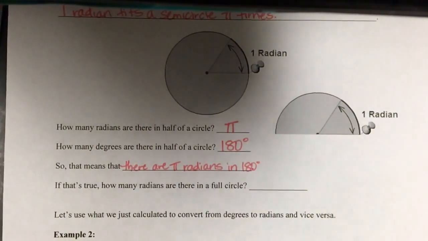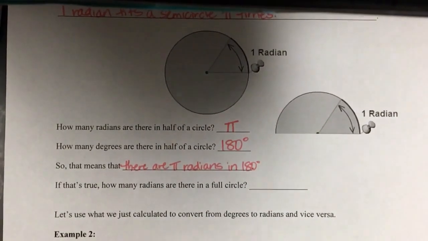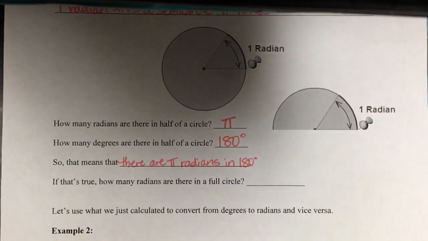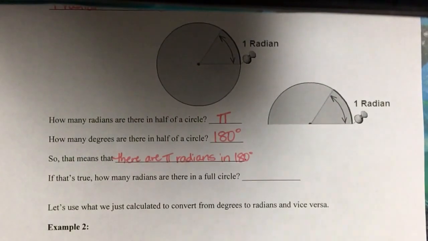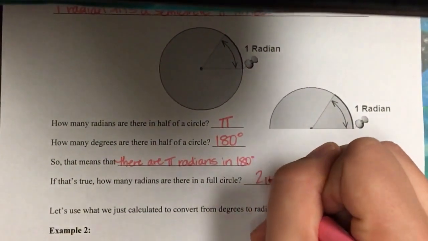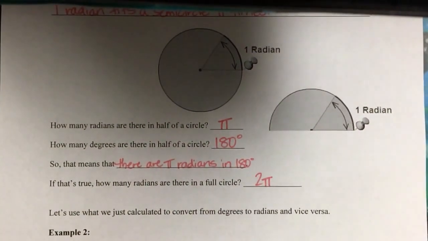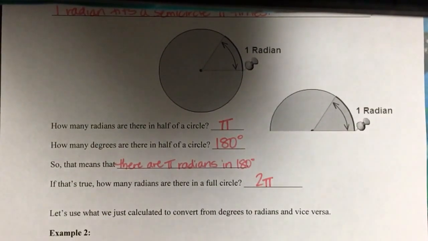If that's true, how many radians are there in a full circle? If there's pi radians in 180 degrees, then in a full circle there's going to be 2 pi radians. You're going to have to double it to get all the way around the circle.